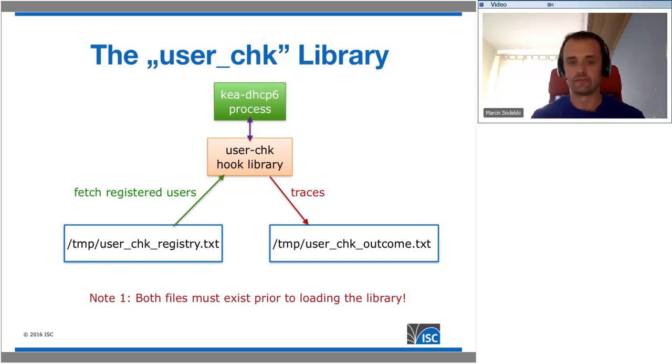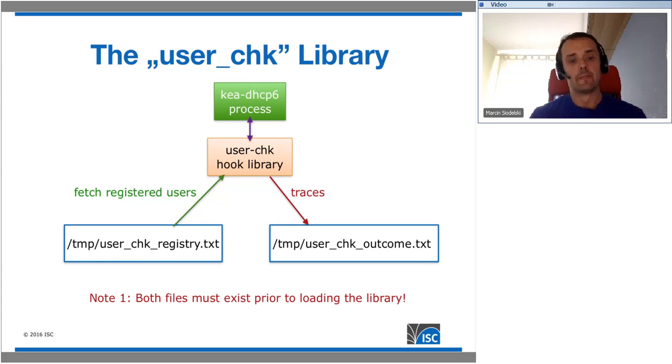Because not only does the server call the callouts and passes certain information about the packet, subnet selected, and so on to the user check library, but also the user check library can actually modify some of the values like options and selected subnet and pass it back to the server, and the server would respect it. So this is bi-directional communication.